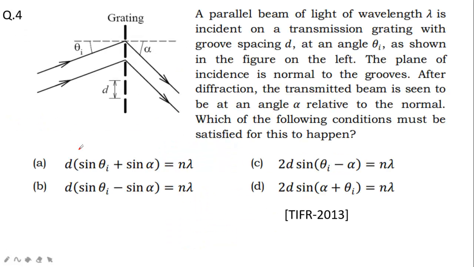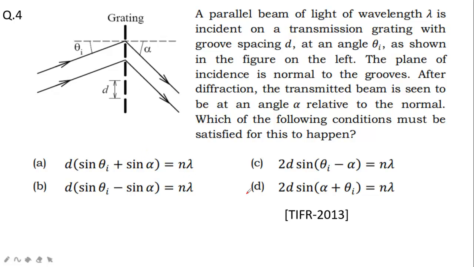4. See, this question is a tricky question. Let's read it out first. A parallel beam of light of wavelength lambda is incident on a transmission grating with groove spacing d. This is the spacing. At an angle theta I, incidence angle, as shown in figure on the left. The plane of incidence is normal to the grooves. You can see this one and this one, both are normal to each other. After diffraction, the transmitted beam is seen to be at an angle alpha, here, this is alpha, relative to the normal. Which of the following conditions must be satisfied for this to happen?